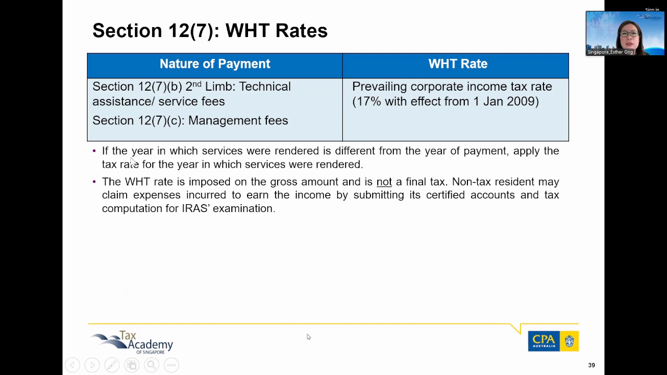And if the year the services are rendered is different from the year of payment, we will apply the tax rate for the year in which the services are rendered. So let's say the services are provided in the year 2024, but they only make payment in 2025, then we should apply the withholding tax of the year 2024 and not 2025. As I mentioned just now, the withholding tax rate is on the gross and not a final tax, and they may file a tax return to claim relevant expenses, if any.